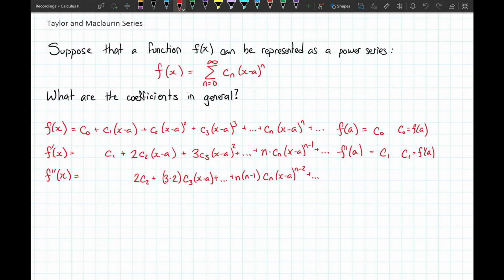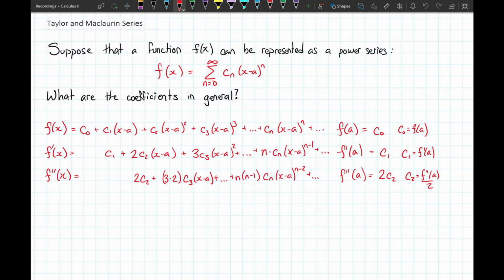Now, again, plugging in x equal to a, we get f double prime of a is equal to 2 times c2. Or in other words, if we want to solve for c2, our third coefficient, c2 is equal to the value of f double prime at a over 2. All right, one more time here.